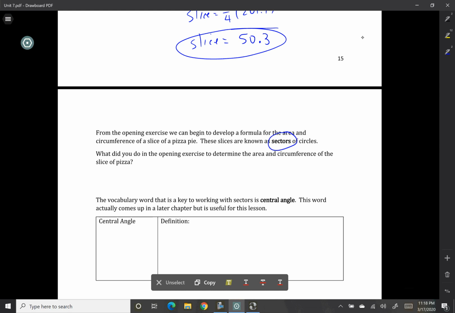So the question I have for you is, what did you do in the opening exercise to determine the area and the circumference of a slice of pizza? So we divided by 4 because there were 4 equal slices. Now, to determine how many slices of a circle we have, we need to know 2 different things about circles that we really aren't going to learn until the last unit of the year about circles. So I have to give you a little bit of vocabulary here.